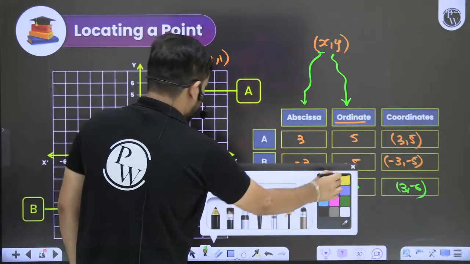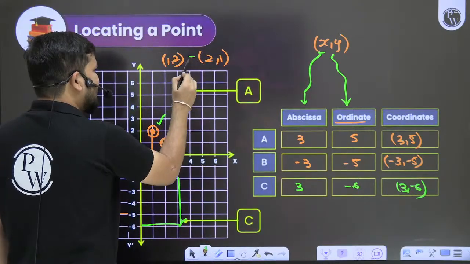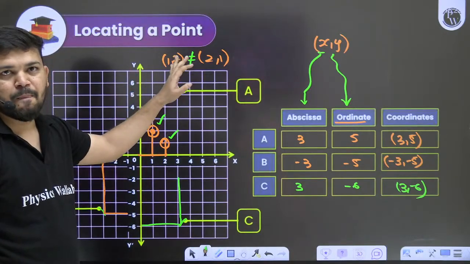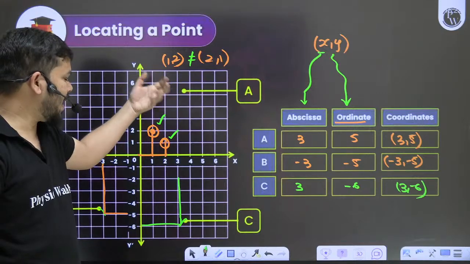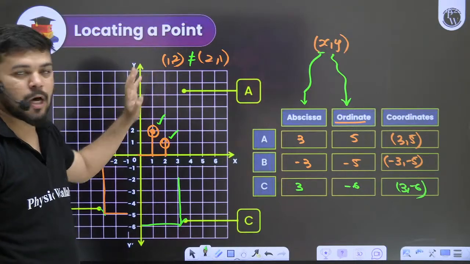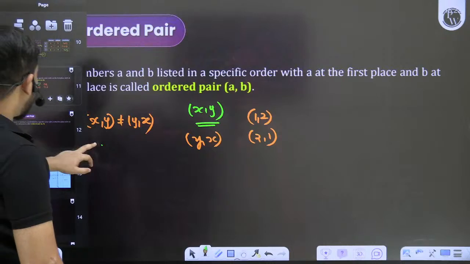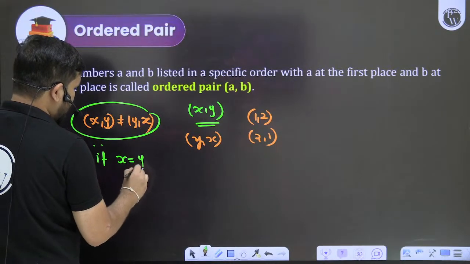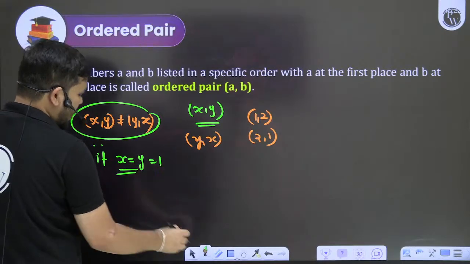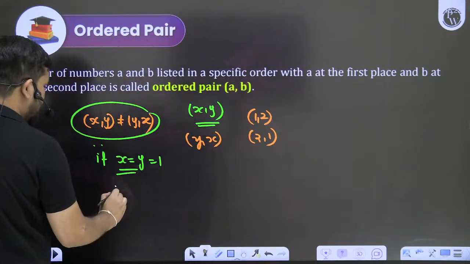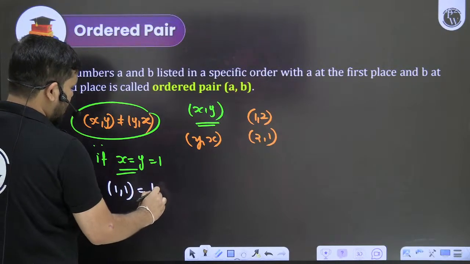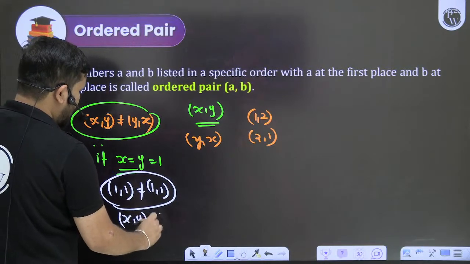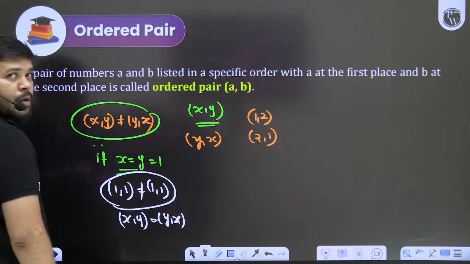These 2 points are different, so I cannot say that these 2 are equal. If the point is the same, then I can say they are the same. If the point is not the same, then I cannot say they are the same. Which means x comma y is not equal to y comma x. When will it be equal? If x and y both are equal. Suppose x equal to 1, y equal to 1, then 1 comma 1 is one point and 1 comma 1 is another point. Yes, these two are equal. In this condition, x comma y is equal to y comma x. Am I clear? Right? Yes.